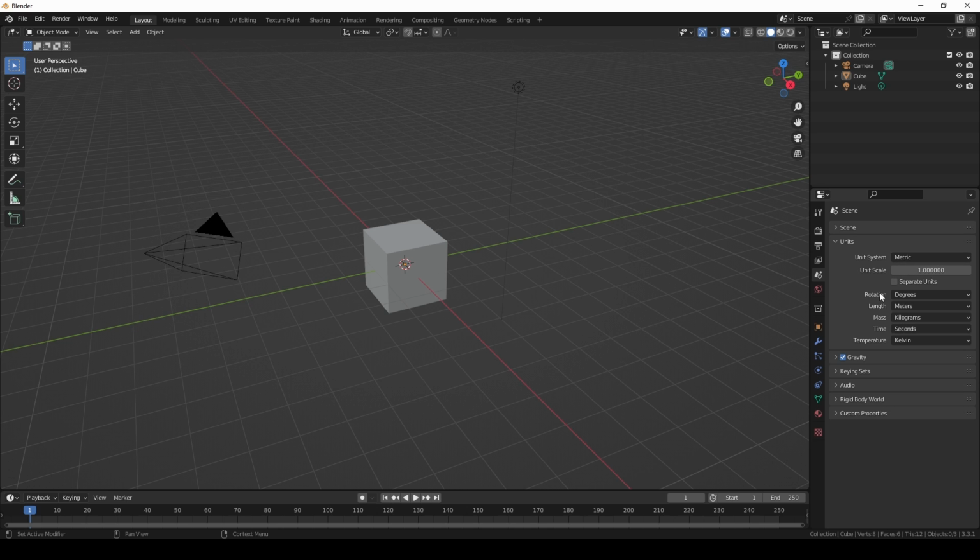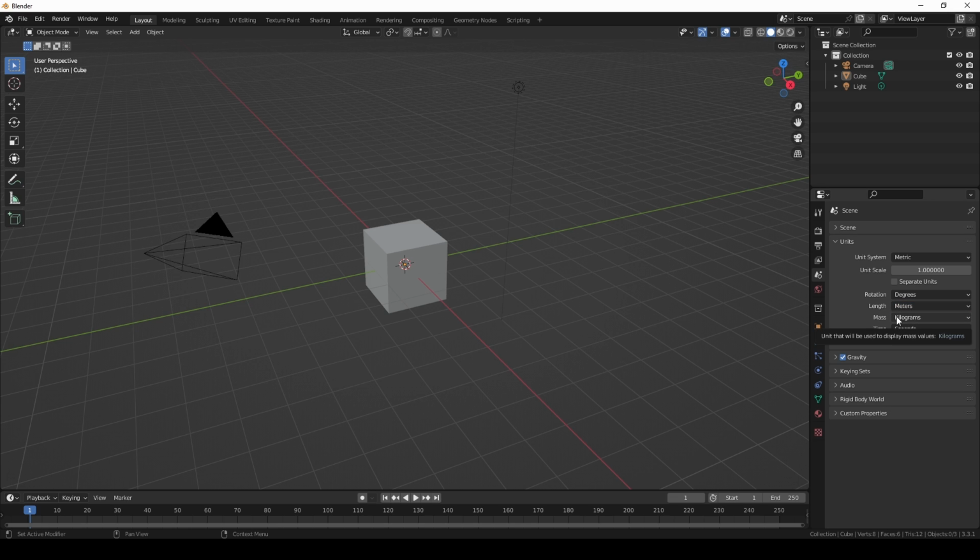And the next one is rotation. Rotation is degrees because I'm familiar with it. You can also change it to radians. The length is meters. I'm not actually modeling things in detail for now, so I'm just keeping meters as the default length.